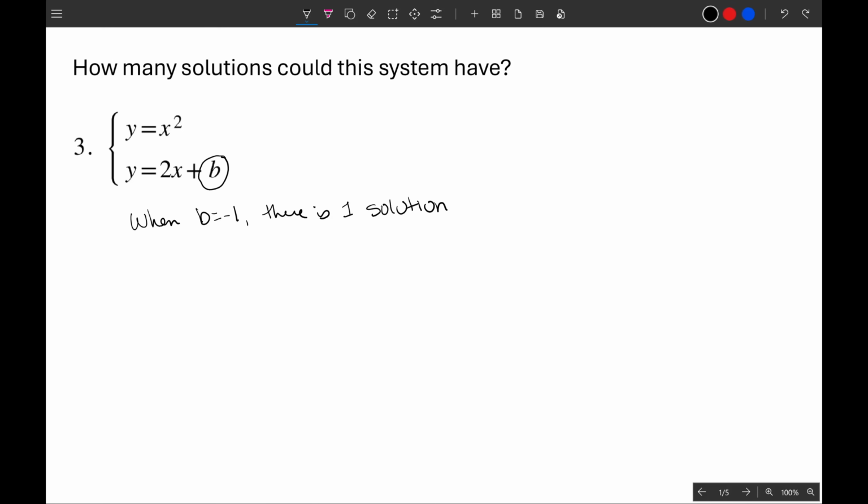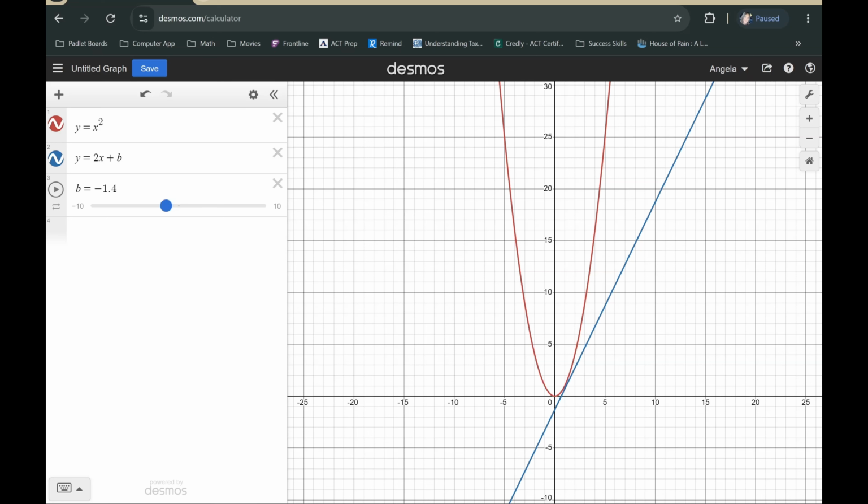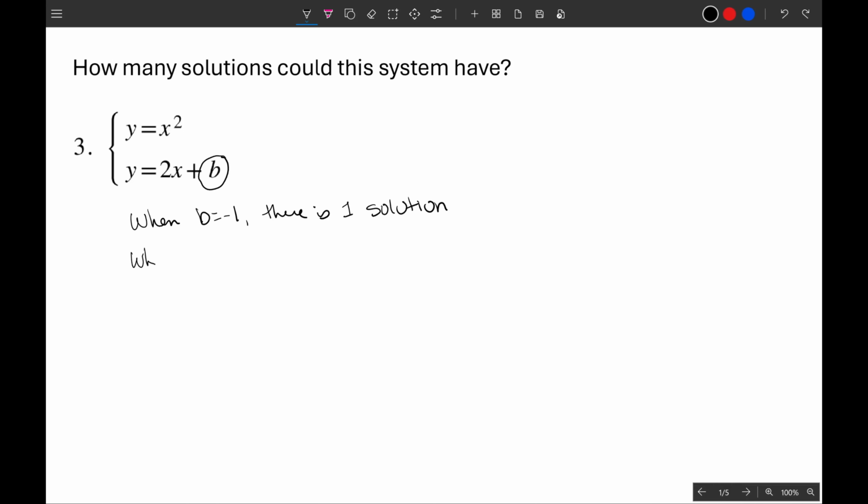All right, so let's go back. And so negative 1 gives me one solution, which means I'm going to have more than one answer for b as far as having two solutions. As b gets larger than negative 1, I have two solutions. And this is just going to keep going and going. I'm going to have two solutions no matter what the b is, as long as it is larger than negative 1. So you actually have many, many solutions. So when b is greater than negative 1, there are two solutions.